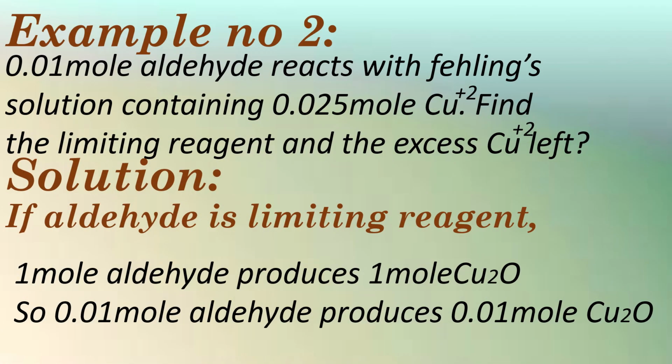Example number 2. 0.01 mole aldehyde reacts with Fehling solution containing 0.025 moles copper plus 2. Find the limiting reagent and the excess copper plus 2 left.